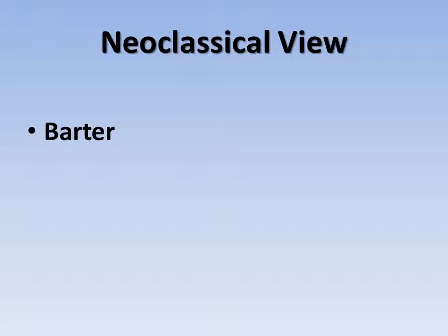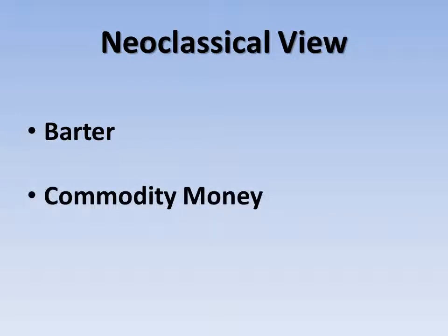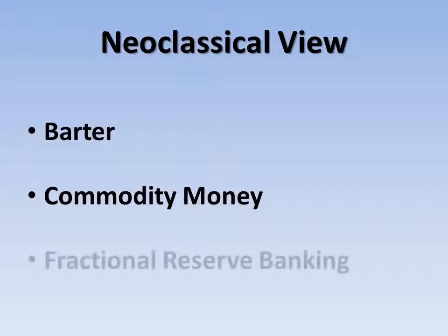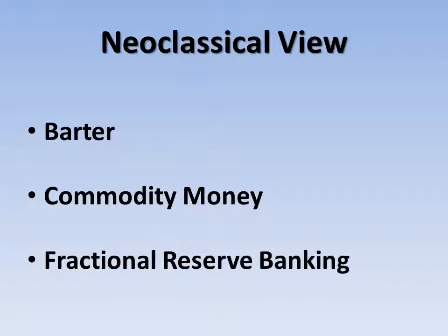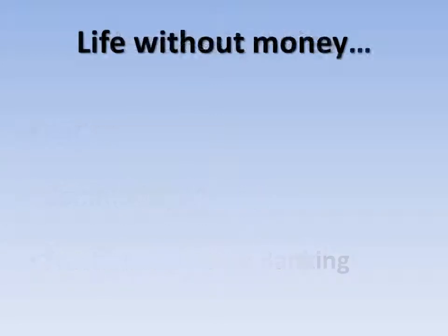Following barter, the neoclassicals believe, comes commodity money. We'll talk more about commodity money in a future presentation. Commodity money then logically leads to fractional reserve banking, which is the culmination of our survey of money in lectures to come. Let's return to barter and explore that concept a little bit more before we end this presentation.